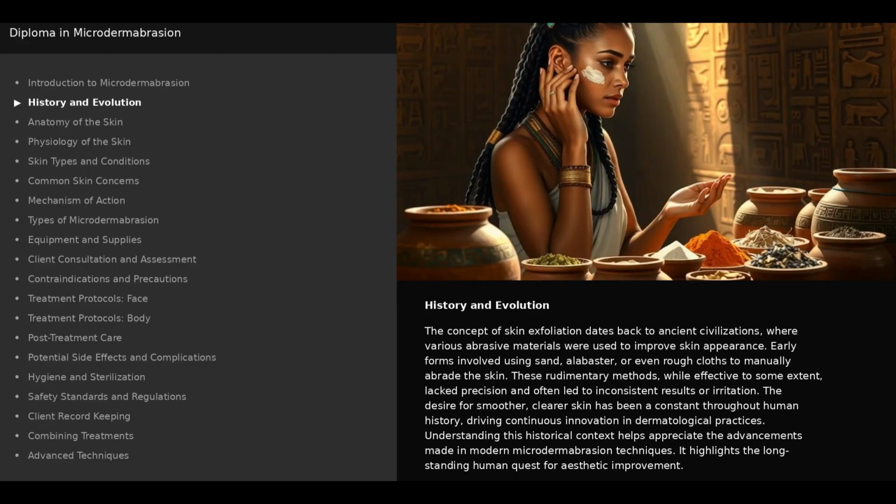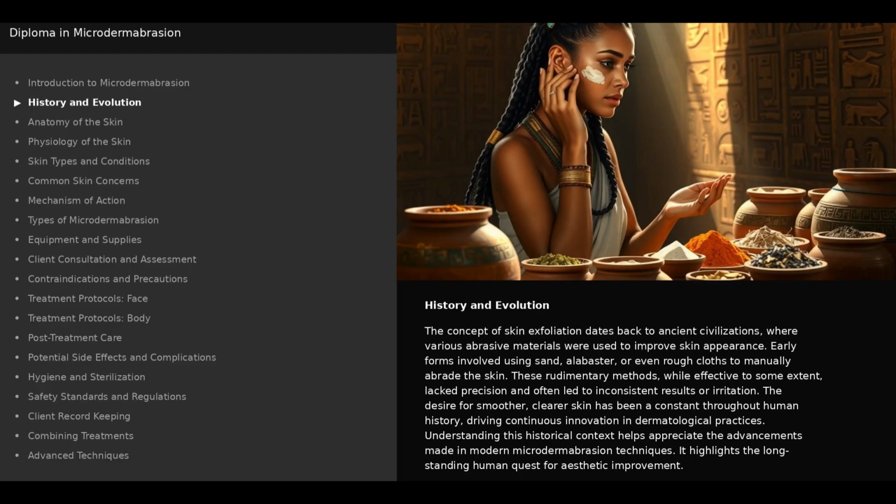History and evolution. The concept of skin exfoliation dates back to ancient civilizations, where various abrasive materials were used to improve skin appearance. Early forms involved using sand, alabaster, or even rough cloths to manually abrade the skin. These rudimentary methods, while effective to some extent, lacked precision and often led to inconsistent results or irritation.